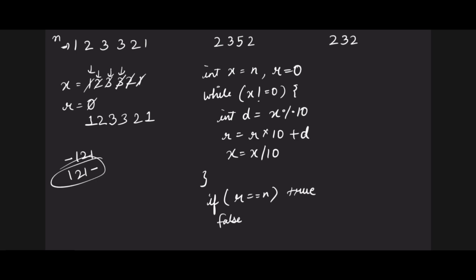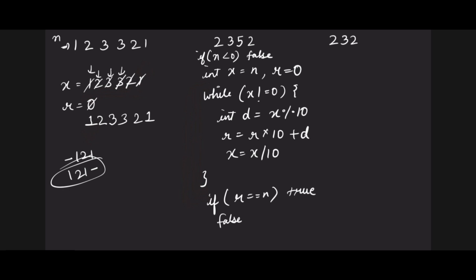So for negative numbers, the answer will always be 0. So in the starting itself, you can keep a condition that if your n is less than 0, your answer will simply be false. Now, if you closely look here, for finding out the reverse, we are tracking all the digits of x, right? We are taking one digit and adding it to r. So this loop will run as many times as there are digits in your x.